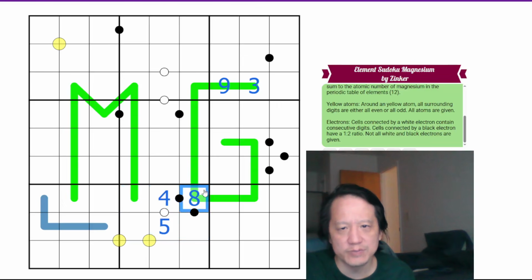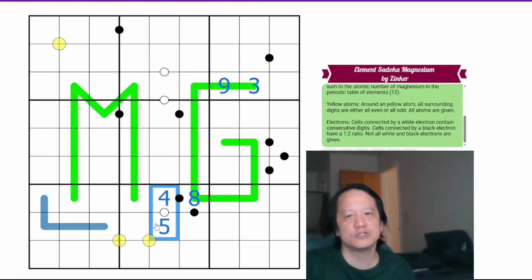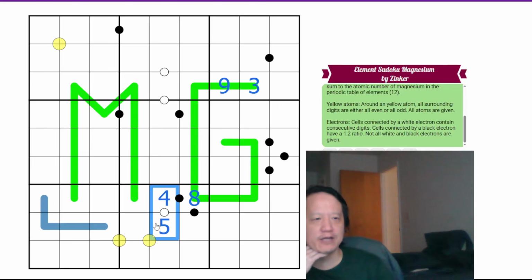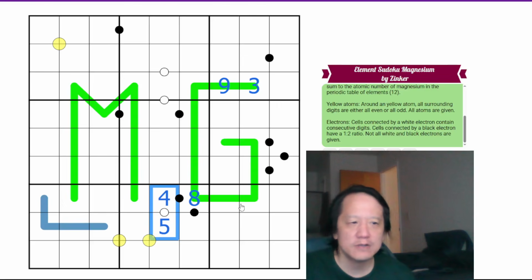So, those are examples, and we have, I think, 12 of them. 1, 2, 3, 4, 5, 6, 7, 8, 9, 10, 11, and 12 electrons, which means that this is an electrically neutral magnesium representation. Anyways, those are all the rules. If you'd like to play along, there's going to be a link in the description. And now, I'm going to get started.